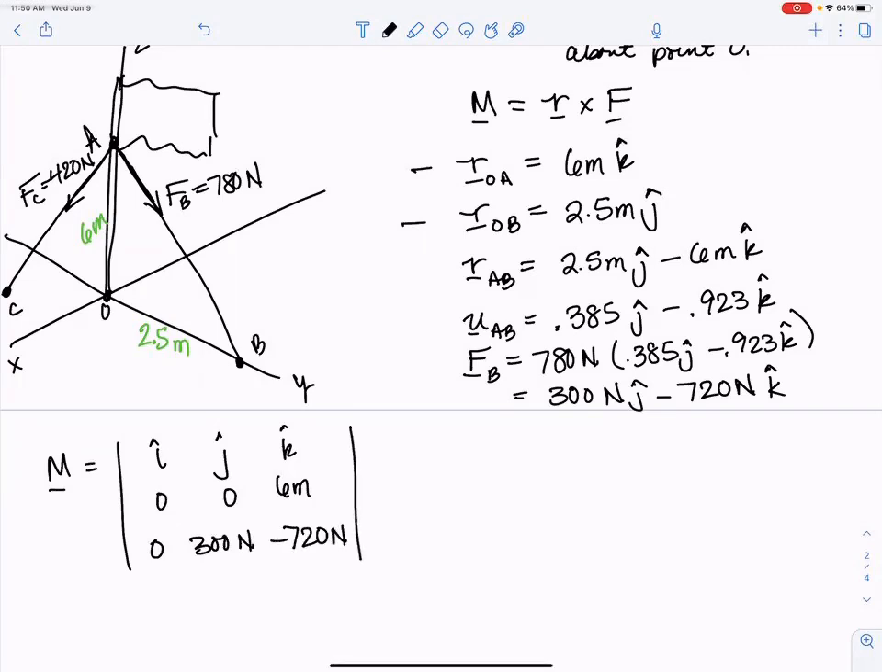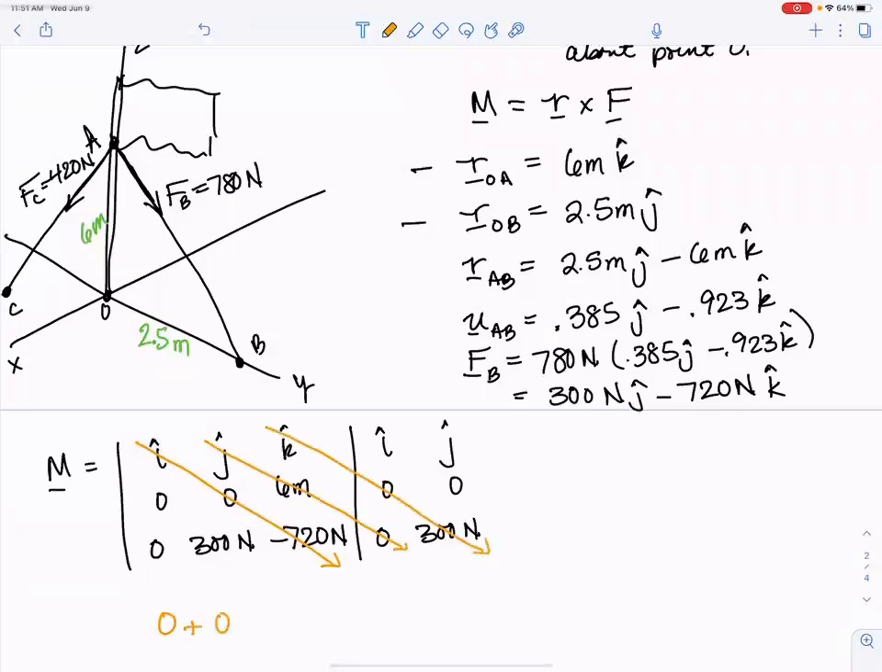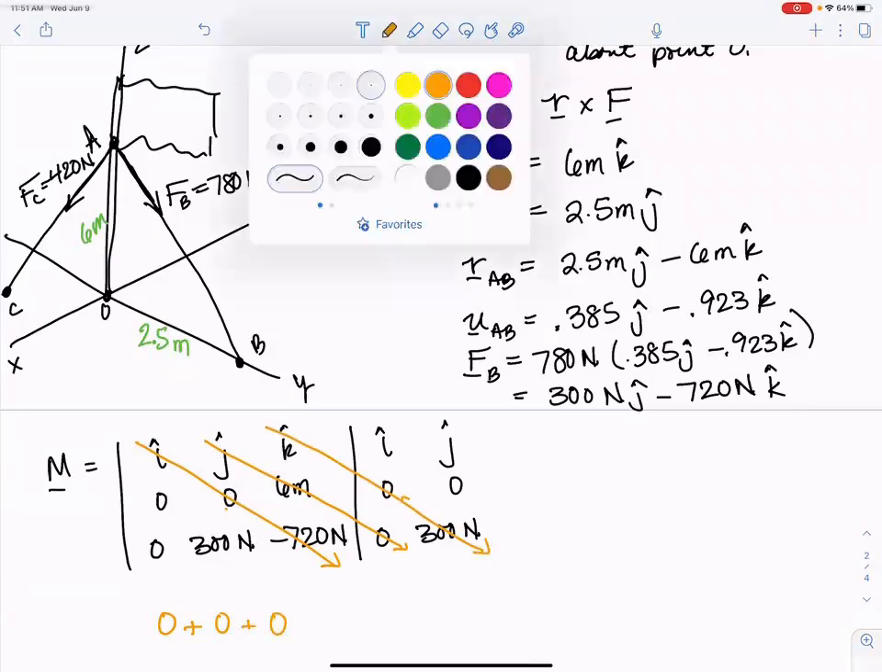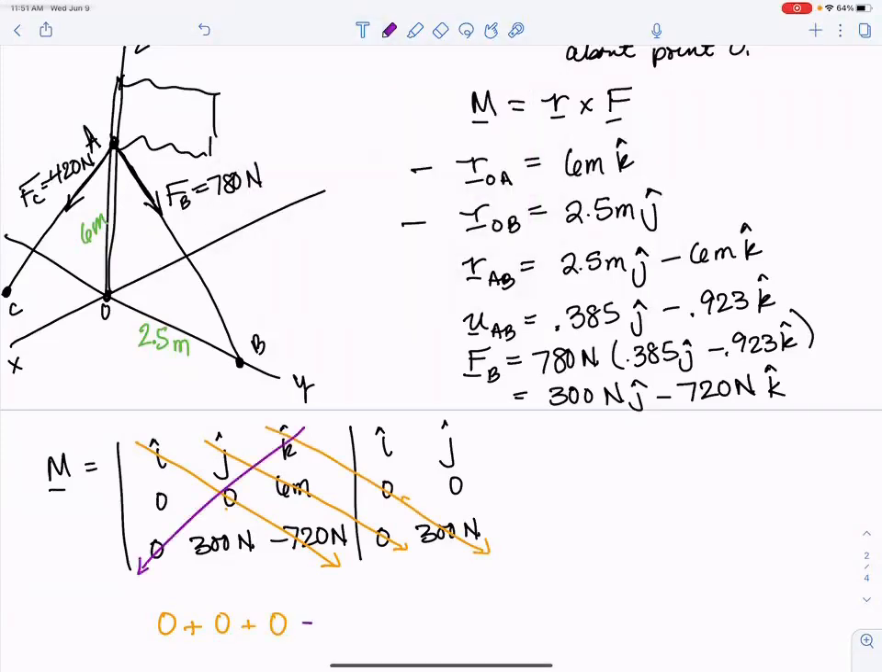My trick for how to calculate this is to copy, paste, and then I'm going to do these 3 times each other. Well, that's a 0. These 3 times each other, there's another 0. And these 3 times each other, there's another 0. Now I go the other direction. K times 0, so minus 0. Oh, this one's finally not 0.